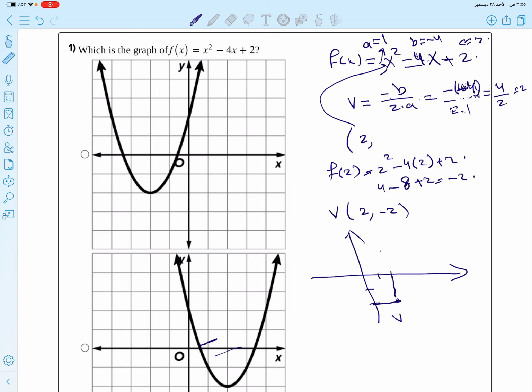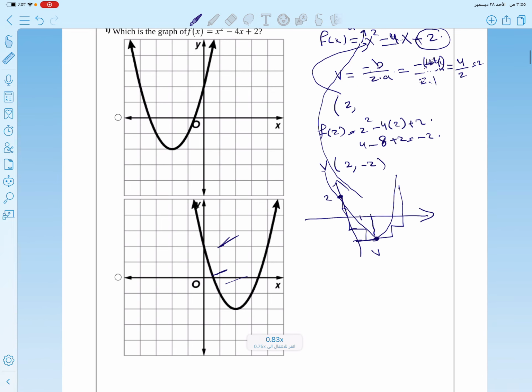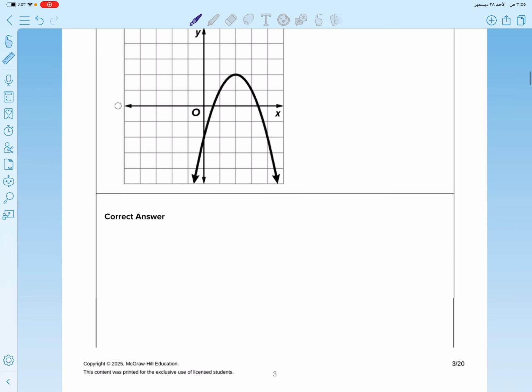The parabola opens up because we have a positive a here. Okay, and we can use the y-intercept here, 2. So the graph passes through this point. And we can use this way: look, 1, 1, 1, 1, 2, 3. So we just need to graph it in this way. This is the graph. So the answer would be this graph.